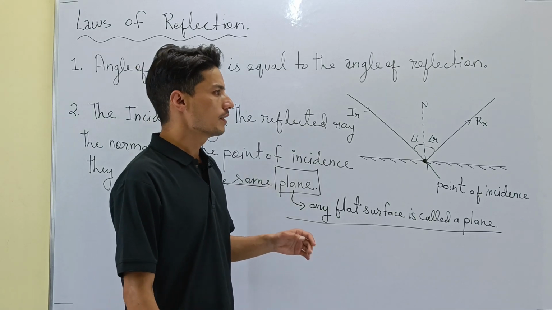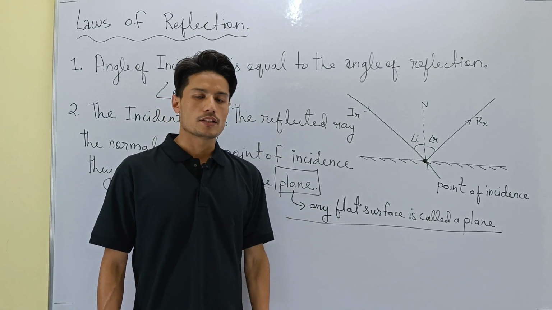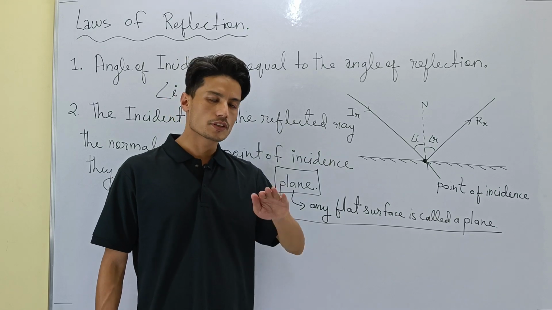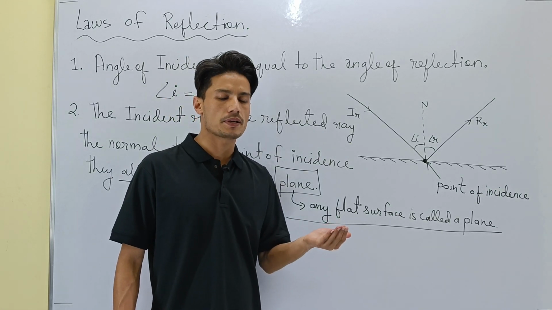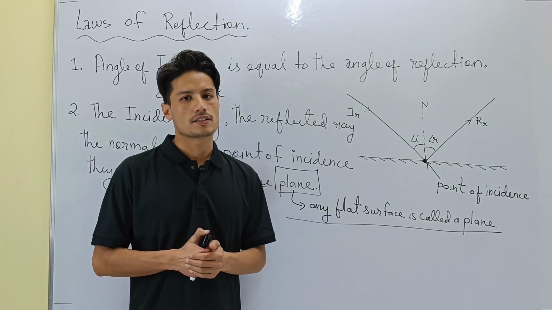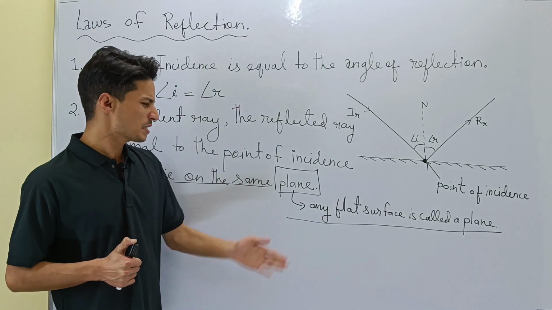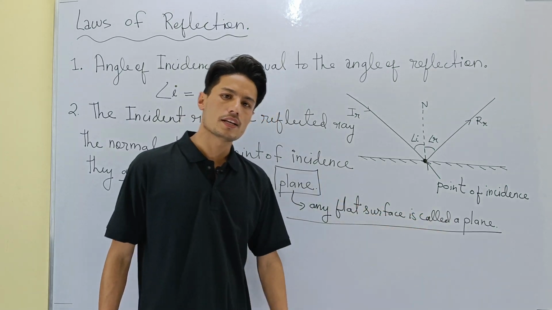Examples of plane: the textbook pages are a plane. The notebook is a plane. The cover of the notebook is a plane. The cover of the textbook is a plane. The table is a plane. The bench, the desk, everything is a plane. So these are all examples of plane. What is a plane? Any flat surface is called a plane.